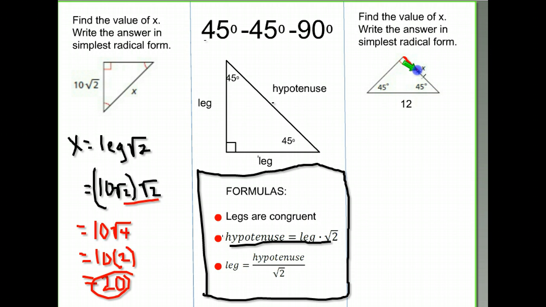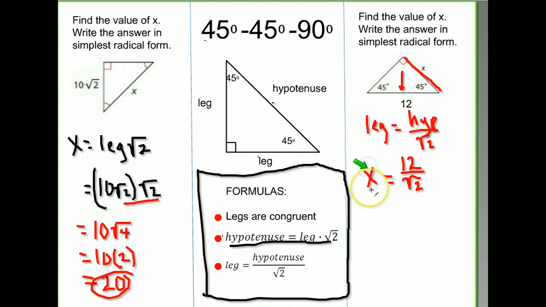And this time, notice it's a leg. The legs are attached to the right angle. The hypotenuse is across from the right angle. So I'm trying to find one of the legs. And we look and it says, well, the leg is the hypotenuse divided by the square root of 2. Okay, so if I substitute what I know, my leg is x, okay, is the hypotenuse of 12 divided by the square root of 2.